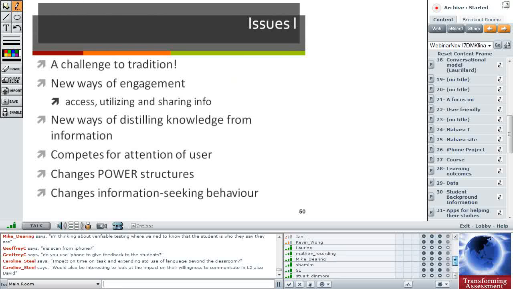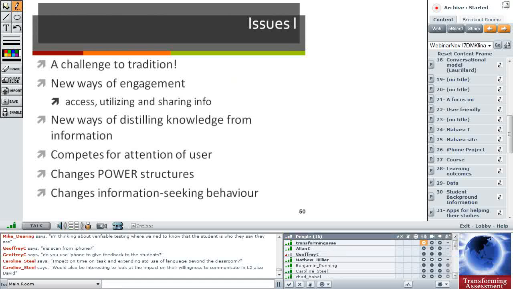Agreed, Carolyn. And we think we've got some quite interesting ways of engagement with the students and distilling that knowledge from the information provided. But the real issue for many of our teachers is that it's going to compete for their attention and change the power structures in the room. Because once you have these highly active classrooms, the teacher basically sits at the back and the students run the show very strongly. And that won't suit all domains.